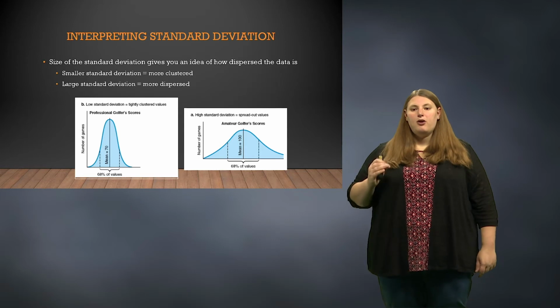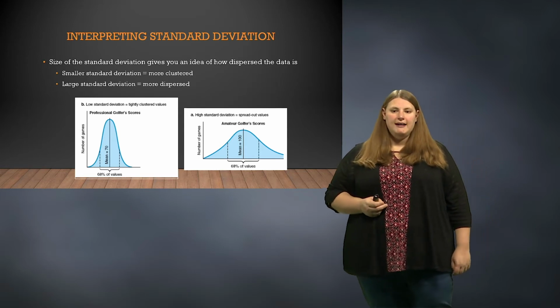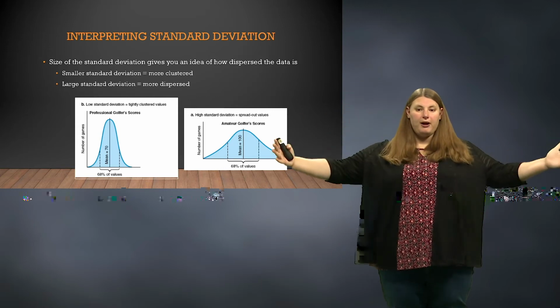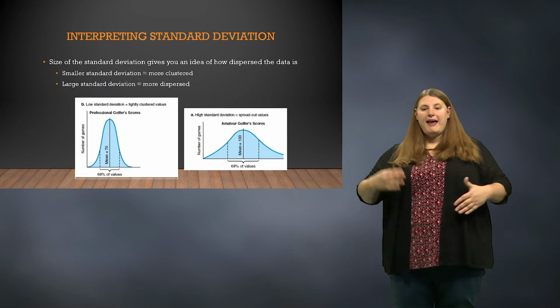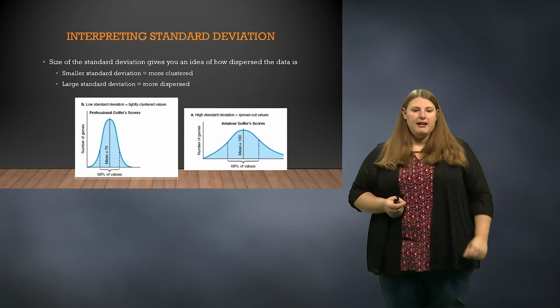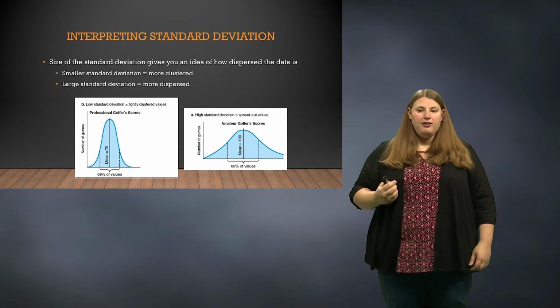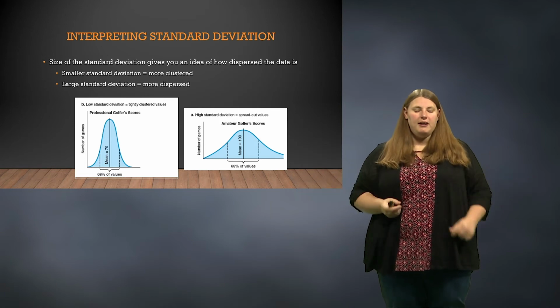We can actually make quick interpretations of the distribution based on the standard deviation. The higher the standard deviation is, the more spread out the data will be. That's because we find the spread by adding and subtracting the standard deviation from the mean value. So the higher the standard deviation value, the bigger the spread between the subtracted and the added value of the mean is going to be.